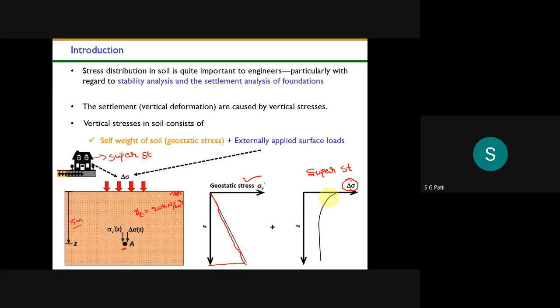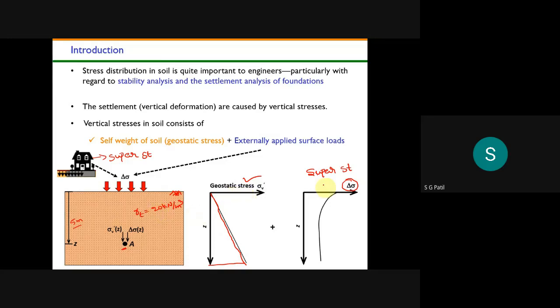So to calculate that is not as straightforward as the geostatic stress. There are different methods to calculate the stress increase due to my superstructure, whereas to calculate the geostatic stress, it is a very simple concept. Simply you take the depth at which you want to calculate and multiply with the bulk unit weight of that soil, which will give me the geostatic stress.